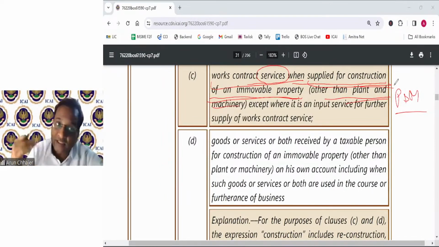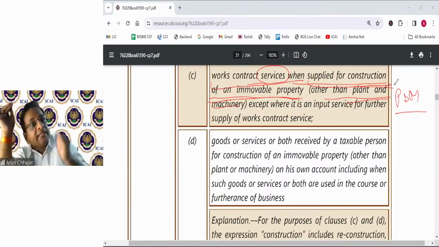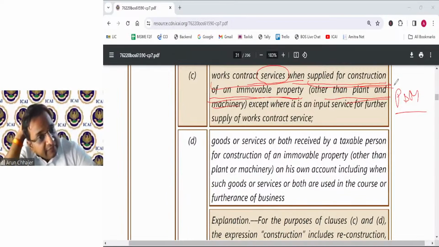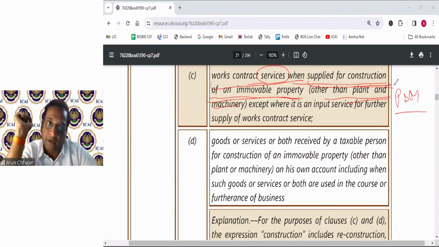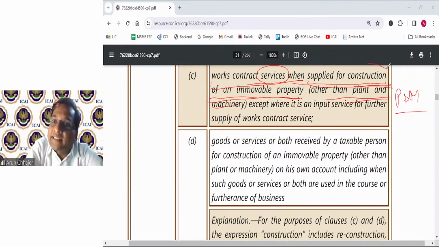Let's say I would like to construct my factory. So there could be two ways. Either I give the entire work to, let's say, L&T, Larsen & Toubro. I've given the entire work to L&T. Once L&T completes the work, he will raise the bill of work contract service to me. When he raises that bill, can I take the ITC? The answer is no, because it is construction of an immovable property. I can't take the ITC.